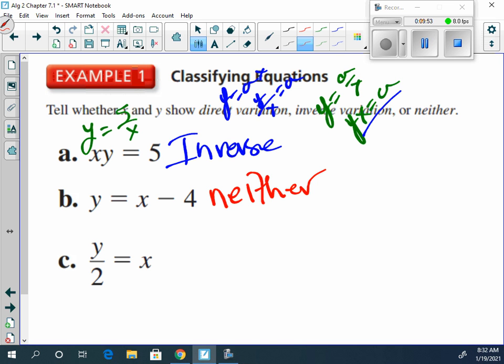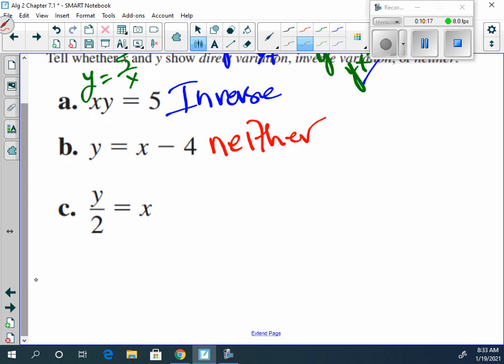All right, let's look at letter C. y divided by 2 is equal to x. What do we think with this here? We could divide the y, but would it be easier to move the x and y together or get the 2 away? Because I could multiply both sides by 2, yes? And what happens to this 2 and 2 over here? They cancel out, leaving me with what?